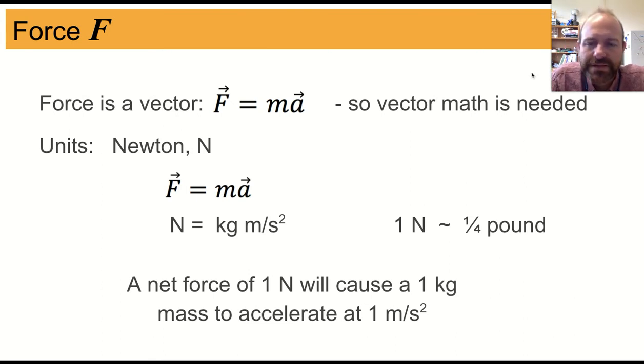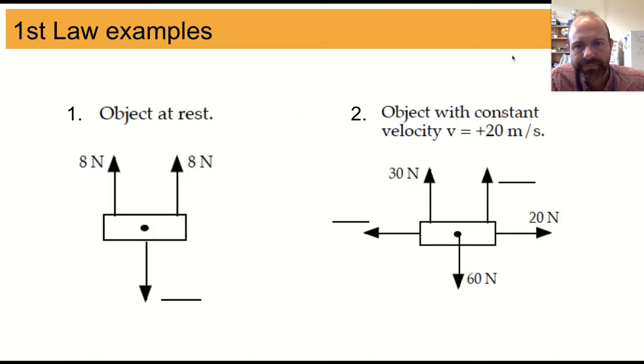So a force is a vector, meaning it has a direction, and we have to be careful about our vector math. It's equal to the mass times the acceleration. Because mass is a scalar, you can see that force and acceleration have the same direction in this equation. It is given the units of a Newton, named after Isaac Newton, and that unit is a kilogram times a meter per second squared. What that means is 1 Newton of force can cause 1 kilogram of mass to accelerate at a rate of 1 meter per second squared.